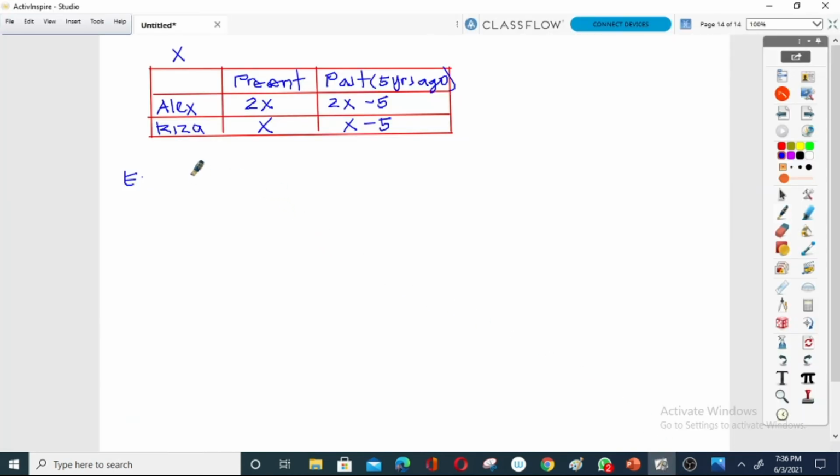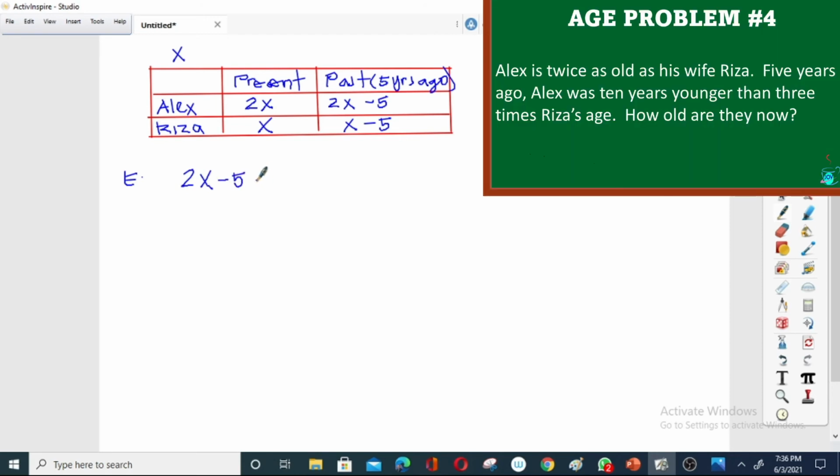5 years ago, Alex's age is 2x minus 5. The problem says Alex was 10 years younger. Younger means we need to subtract 10. Was 10 years younger than 3 times Risa's age. So, 3 times Risa's age.